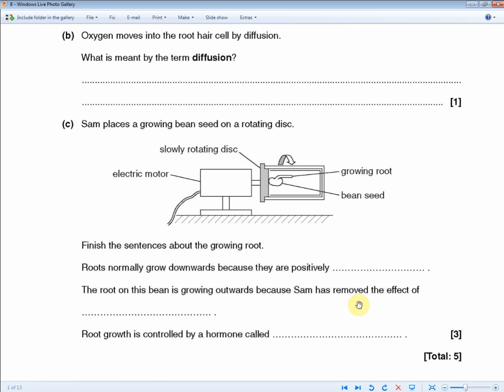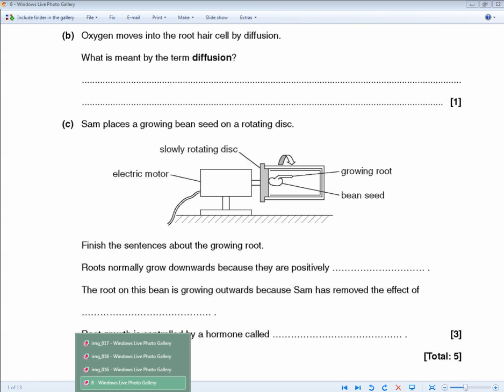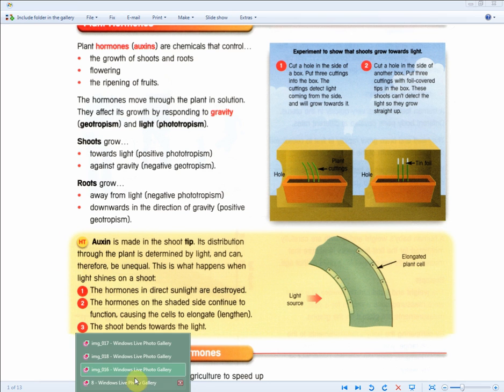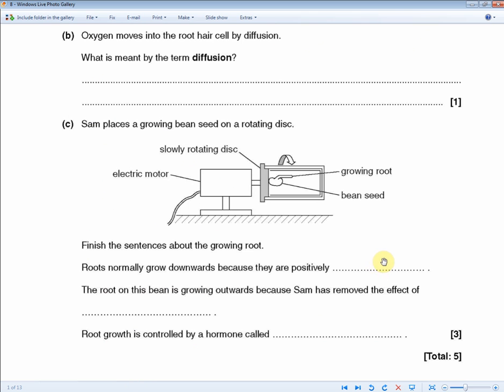So what has been removed is the effect of gravity. And that would give you the 2nd mark. And root growth is controlled by a hormone called... well, any hormones to do with plant growth, we should always think about auxin first, because we are told that here in the higher tier material. So therefore, geotropic, gravity, and auxin, 3 marks in less than a minute.